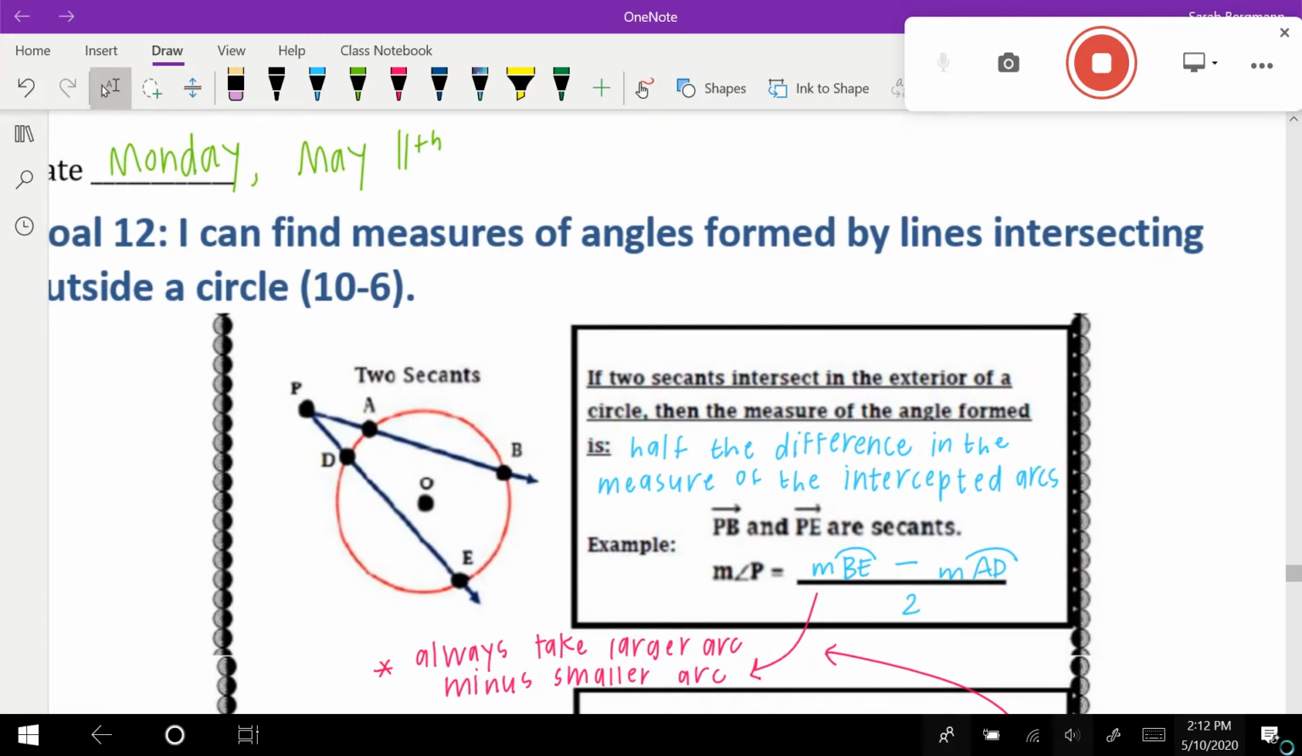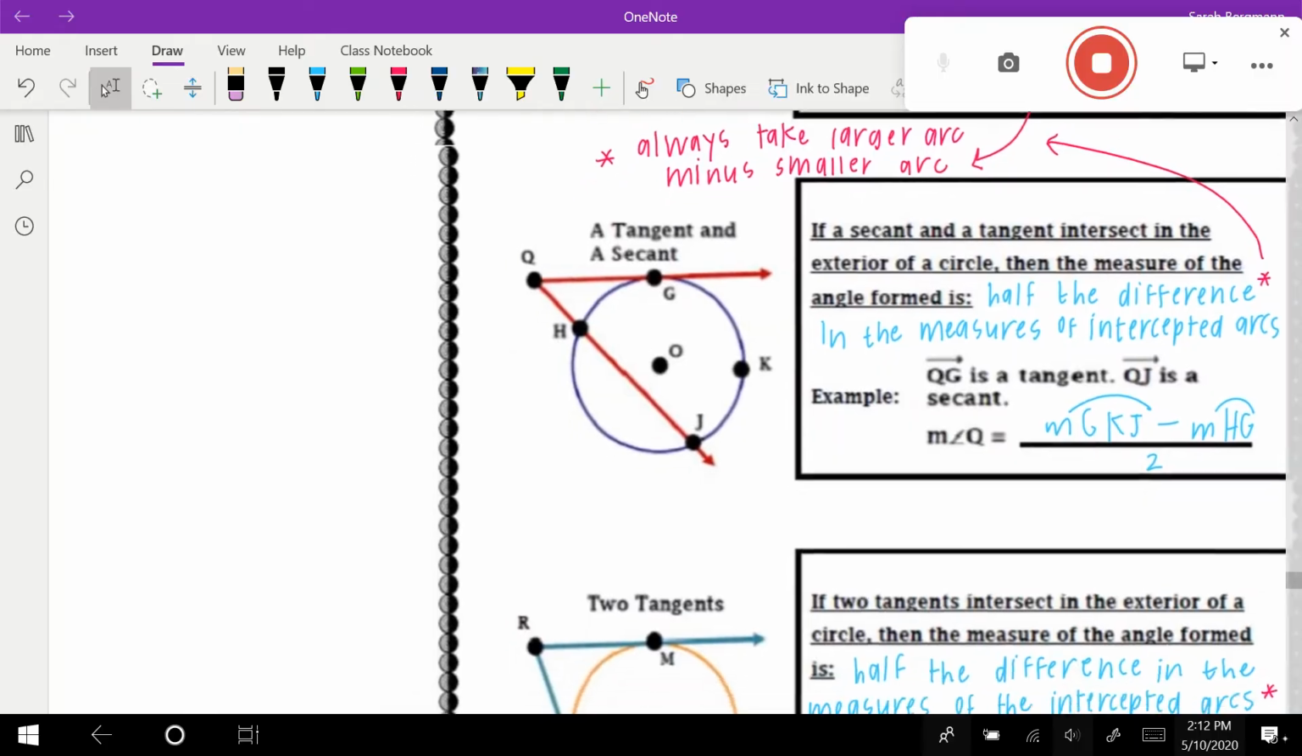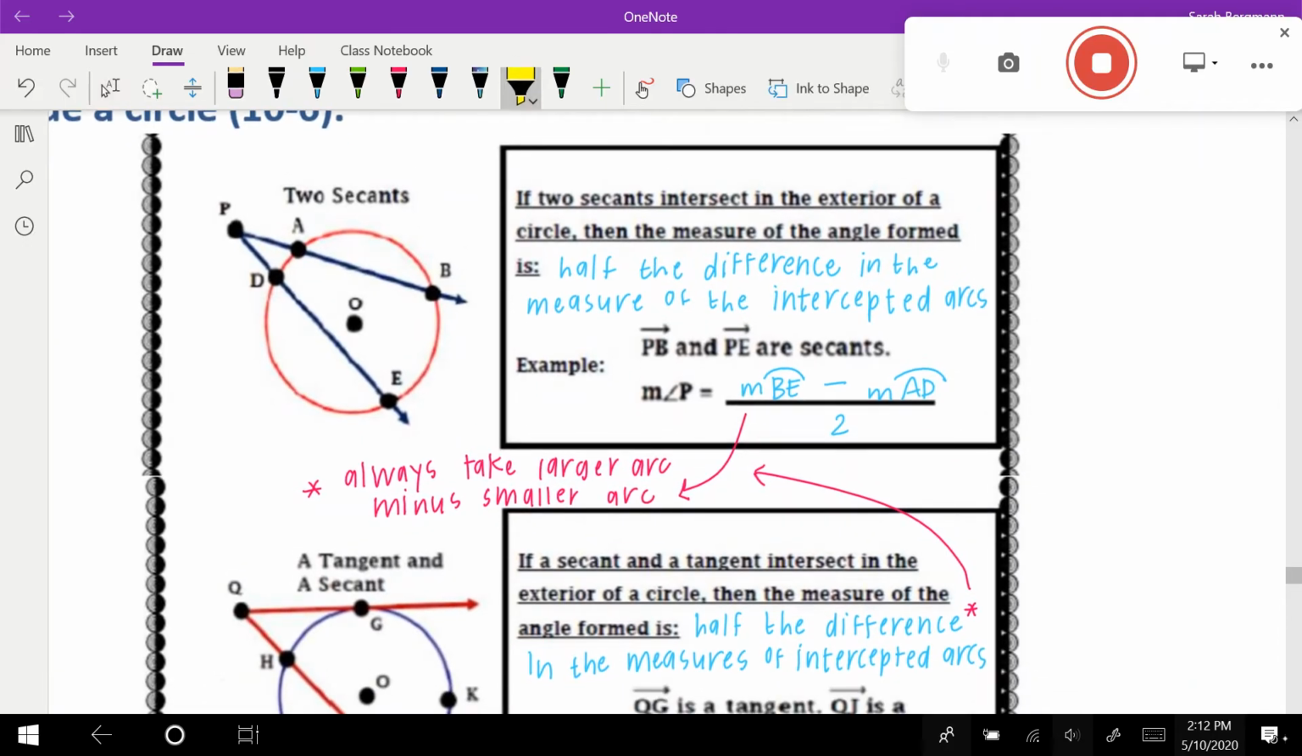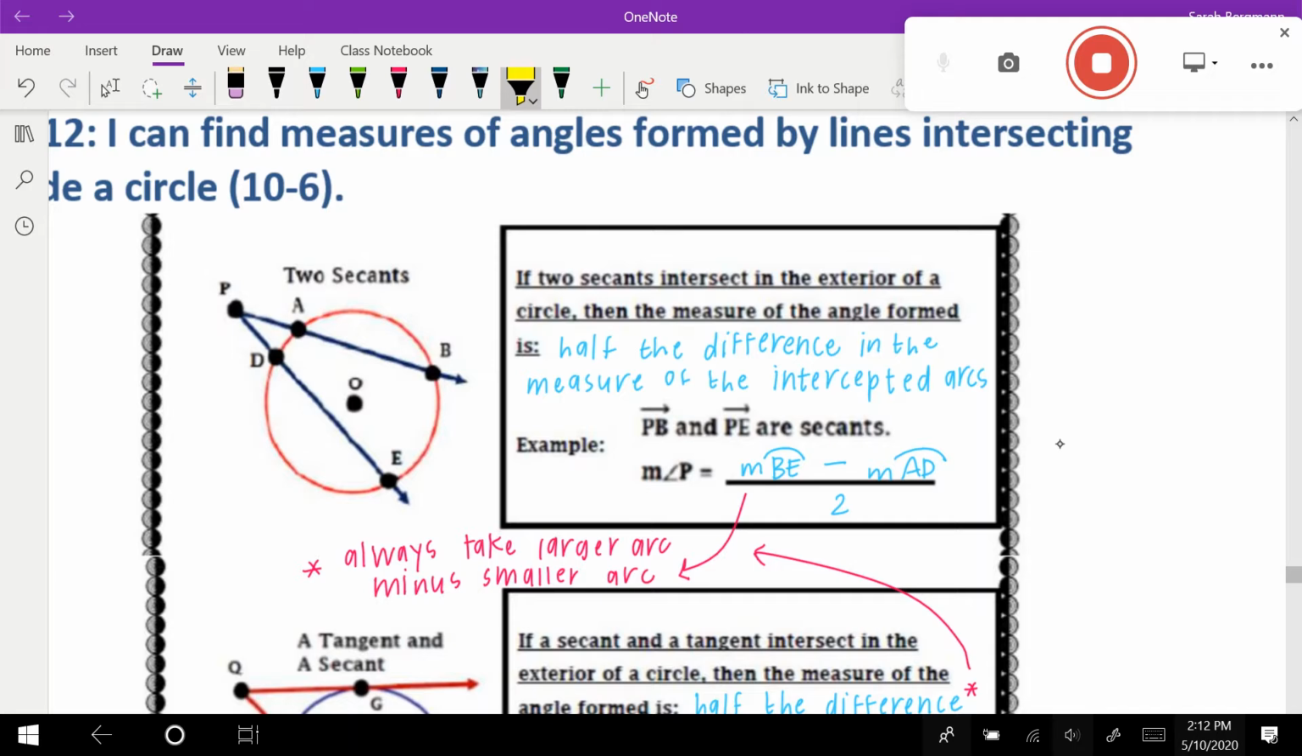The first case we have are two secant lines intersecting outside of a circle. So remember, a secant line is a line that intersects a circle at 2 points. So for example, this figure shows two secant lines and they intersect at point P outside of the circle.